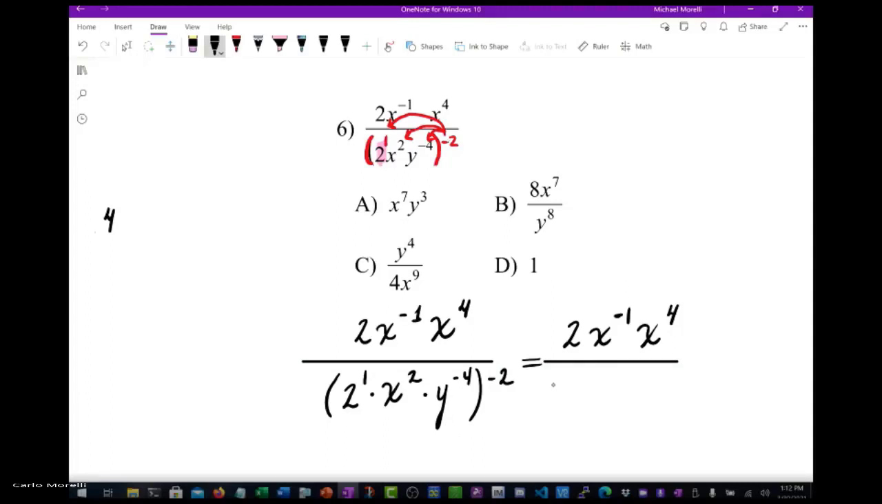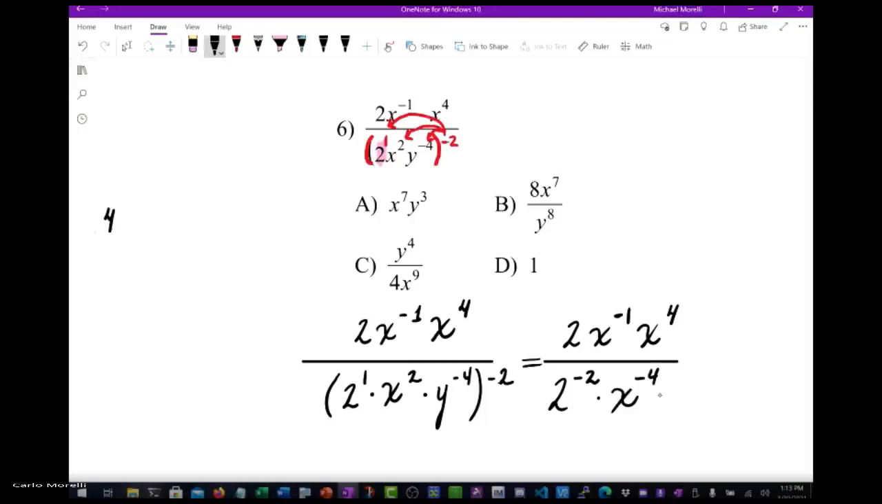We can now drop the parentheses. We're going to write 2 raised to the power of 1 times -2, so that would be -2, times x raised to the power of 2 times -2, because I'm distributing. The 2 times the -2 gives me -4, times y raised to the power of -4 times -2. Now a negative times a negative is a positive, so this is y to the 8th, positive 8.